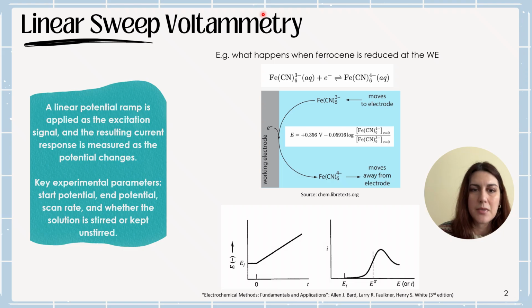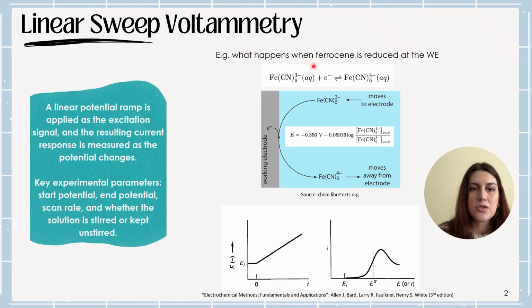Another important parameter is the scan rate, which describes how fast the potential is changed over time, and thus it is usually expressed in volts per second. The scan rate is important because it influences how quickly the system is perturbed and can affect both the peak current and the shape of the voltammetric response. To understand what happens during an LSV experiment, let's consider an example involving a redox active species in solution, such as ferrocene.